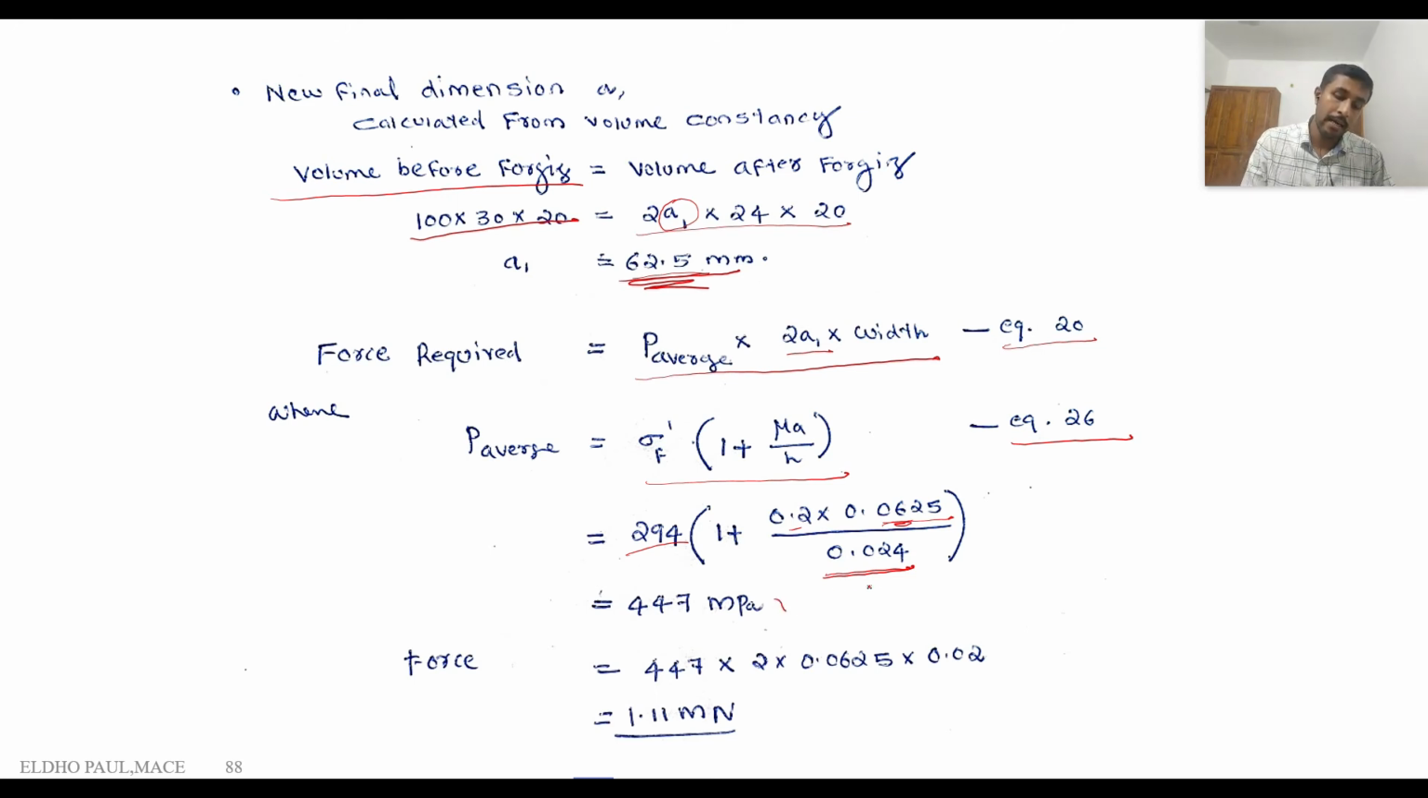So from this we can calculate pressure average. By substituting pressure average into 2A into width, we can calculate the force required for the forging. Okay, so this is the one type of problem.